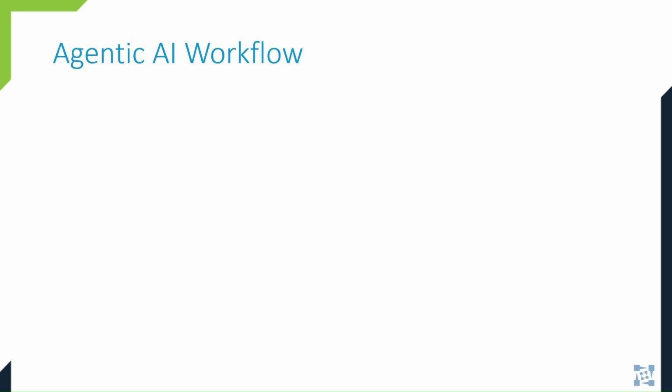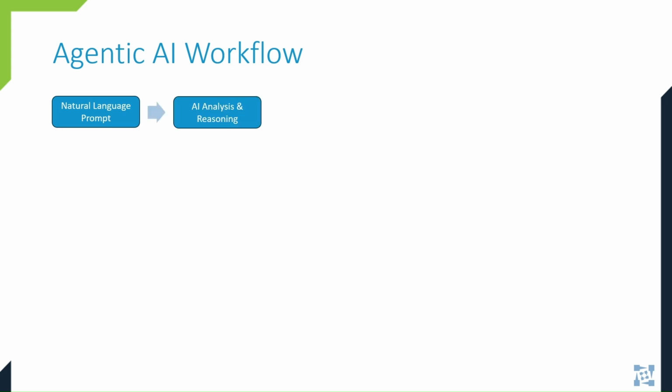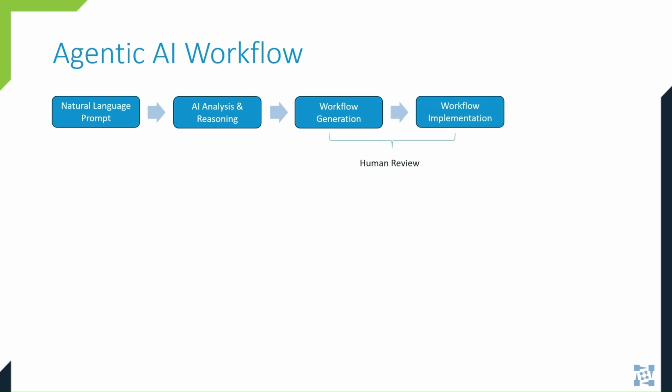First, let's start with the agentic AI workflow in the SOATest AI Assistant. An agentic AI workflow starts with a natural language prompt. Then the AI interprets the goals. Then it works with a specialized agent to reason through a workflow, hence agentic AI. That workflow does need to be validated by a human. And once it's been reviewed and approved, it's then executed and you have your test case.